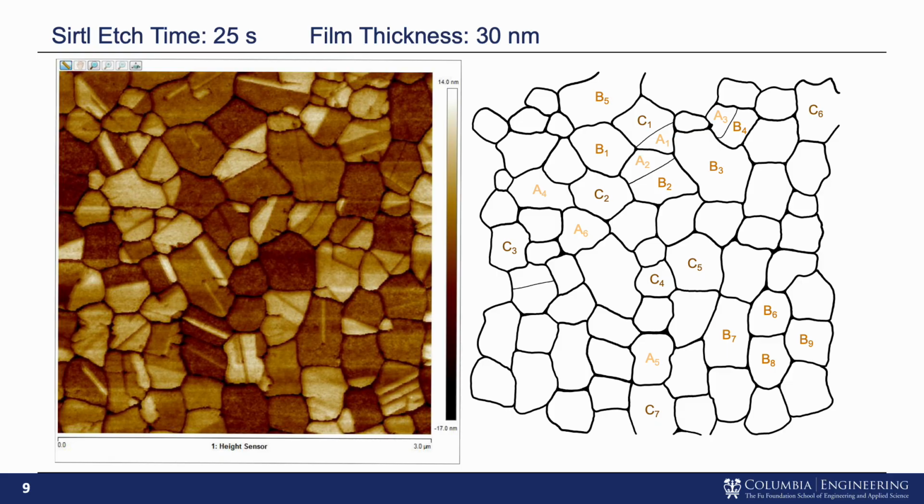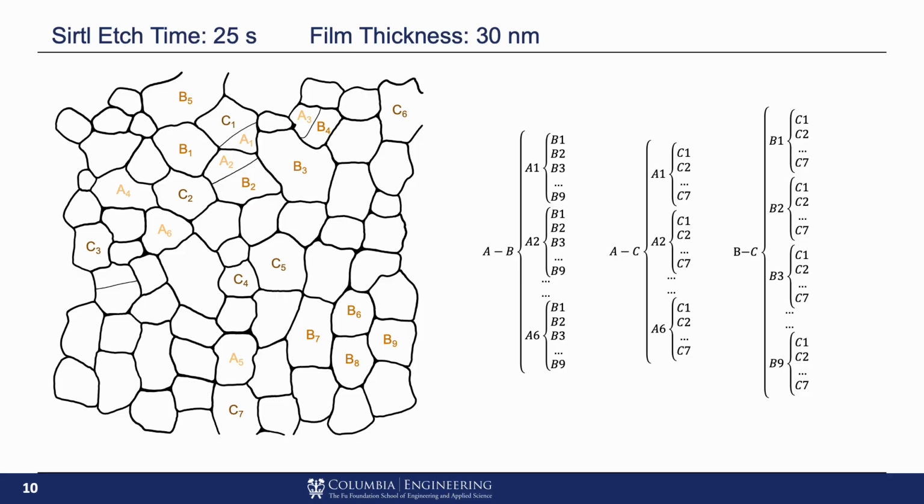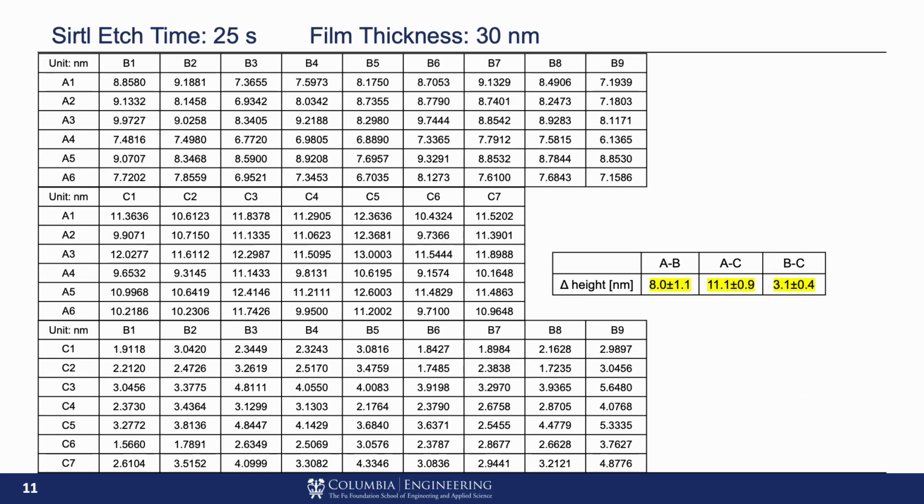Here, an important assumption is implicitly made that the ABC in this 25-second sample has similar crystallography orientations correspondingly to those in the 20-second sample. Also, using the same pairing strategies, I performed the A to C, A to B, and B to C comparisons for the 25-second etched samples to generate statistically meaningful height difference distributions. This allows a direct comparison between 25-second and 20-second databases.